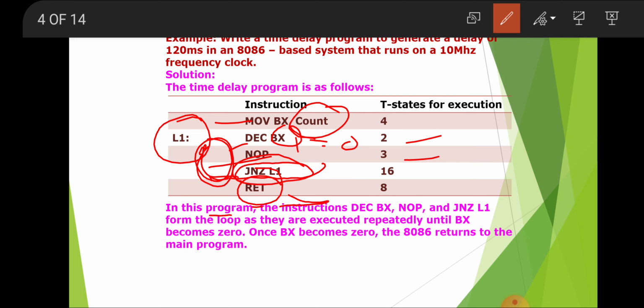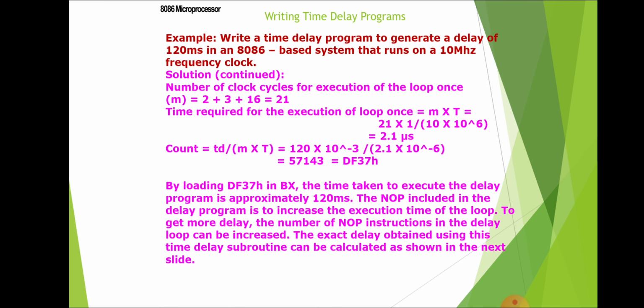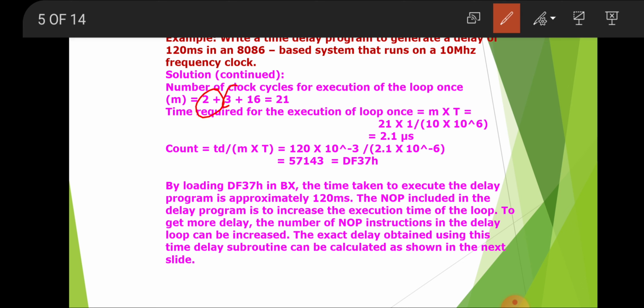So this is how this time delay program is executed. Now we will see how the time and clock frequency should be calculated. In this program, the instructions DEC BX, NOP and JNZ L1 form the loop, as they are executed repeatedly until BX becomes 0. Once BX becomes 0, the 8086 returns to the main program. Now the number of clock cycles for execution of the loop: first instruction requires 2, then 3, and JNZ takes 16 clock cycles. So total 21 clock cycles.